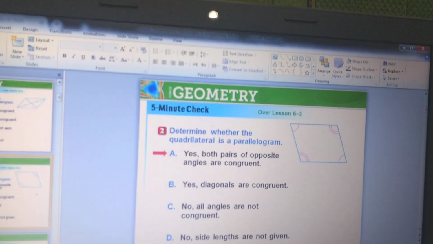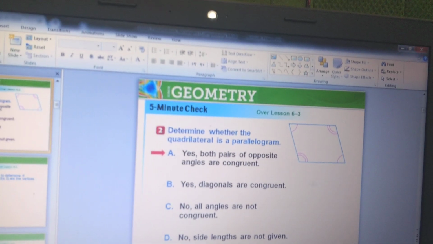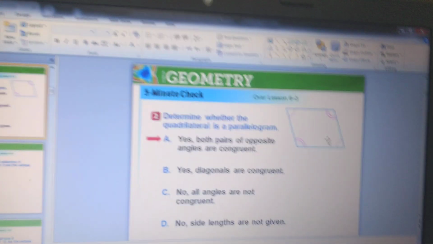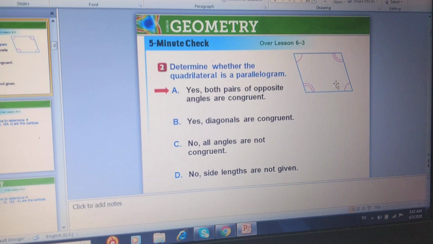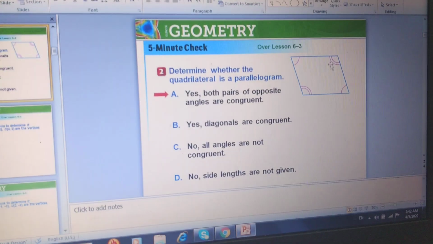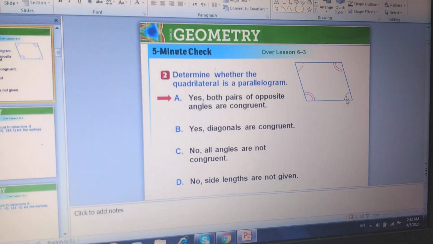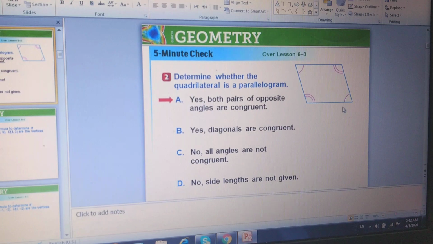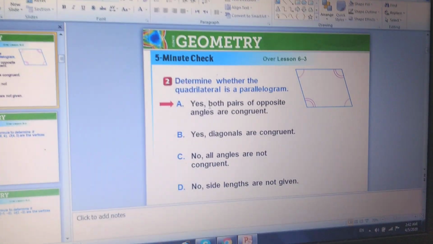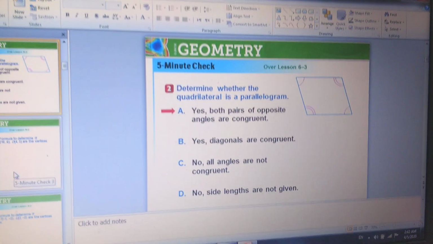Another example. Is this quadrilateral a parallelogram? Yes. Why? Because each pair of opposite sides are congruent. This angle is congruent to this angle, and this angle is congruent to this angle. Then it is a parallelogram because both pairs of opposite angles are congruent.